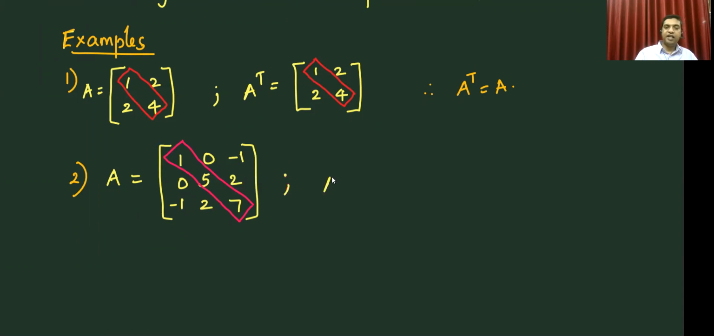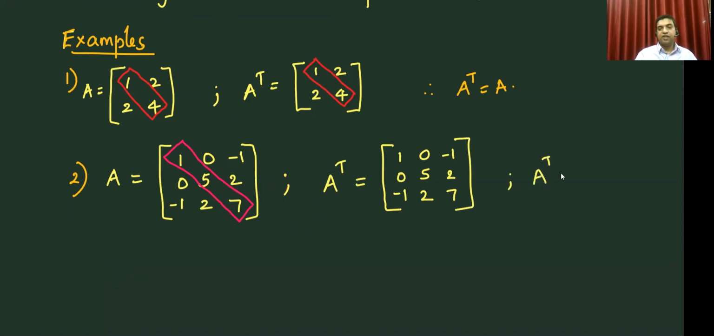So therefore, A transpose: take the first row, make it into the first column, or first column into a first row, doesn't matter. The second row, I make it into the second column. The third row, I make it into the third column. Still, you get an identical matrix. So A transpose is equal to A.